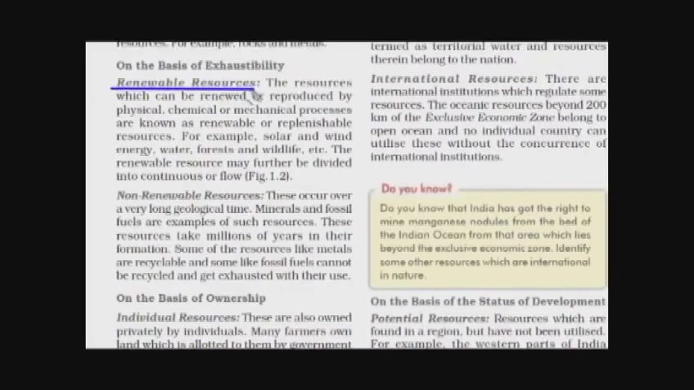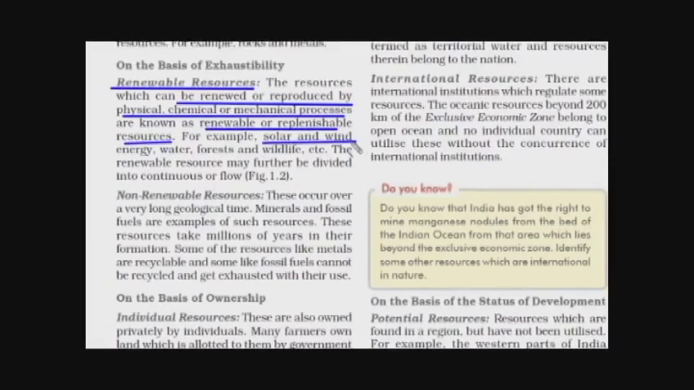Then comes the second one, on the basis of exhaustibility, that is renewable resources. Exhaustibility is of two types, renewable and non-renewable. So let us go for the renewable resources. The resources which can be renewed or reproduced by physical, chemical or mechanical processes are known as renewable or replenishable resources. For example, solar and wind energy, water, forest and wildlife, etc.